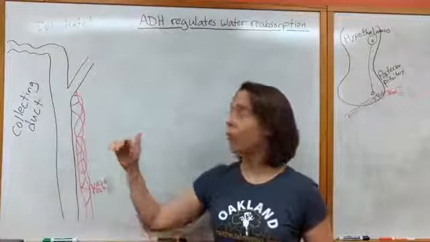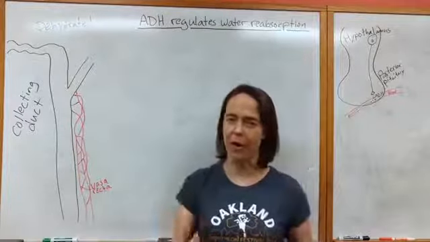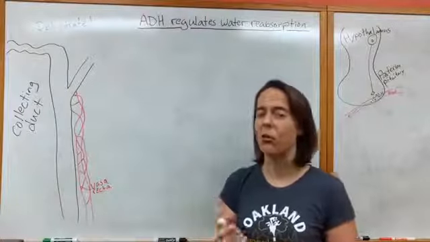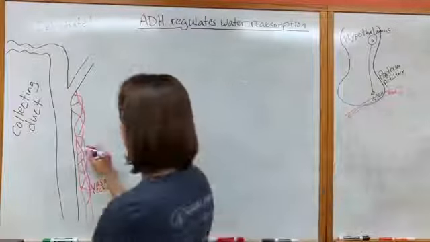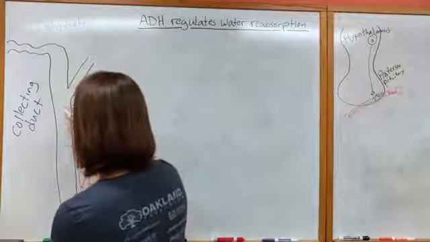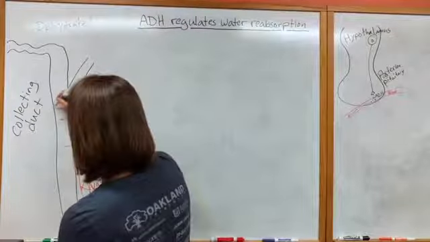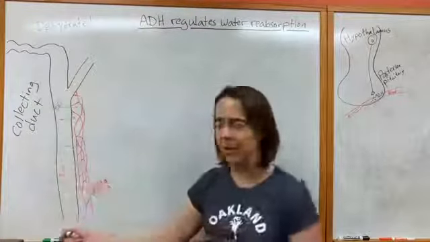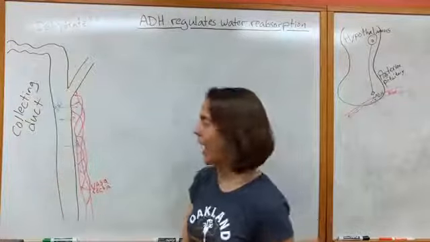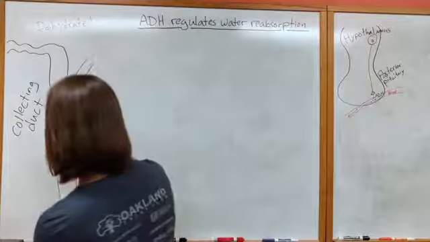blood. So if we're dehydrated, we want to hold on to that water. We don't want to lose it in the urine. So we actually want to increase water reabsorption, right? We want to move that water back into the blood to make sure it doesn't end up in the urine, which is what's going to be made at the end of the collecting duct here.